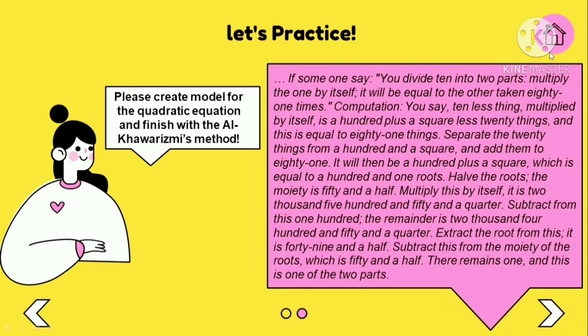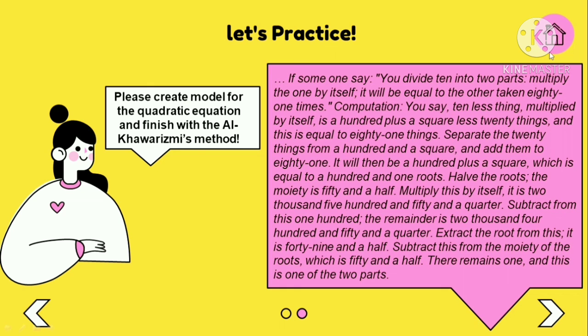If someone says you divide 10 into two parts, multiply the one by itself, it will be equal to the other taken 81 times. Computation: you say 10 less thing multiplied by itself is 100 plus a square less 20 things, and this is equal to 81 things. Separate the 20 things from 100 and a square and add them to 81. It will then be 100 plus a square, which is equal to 101 roots.